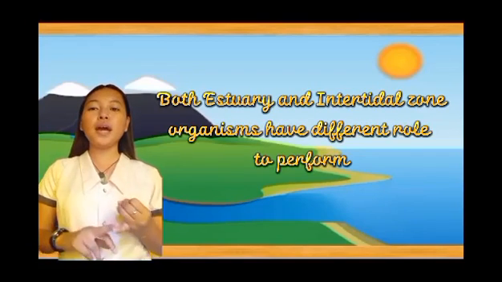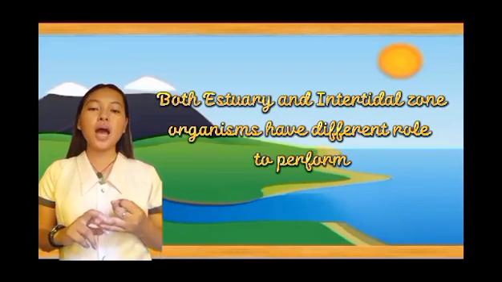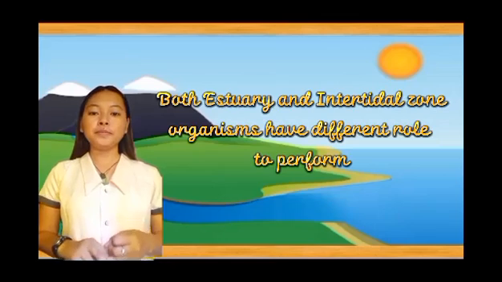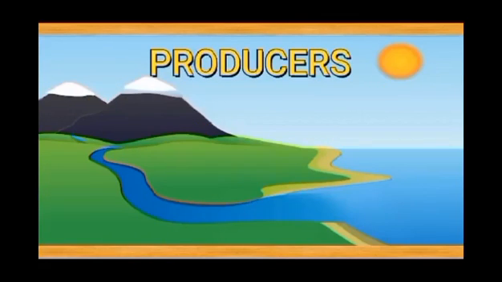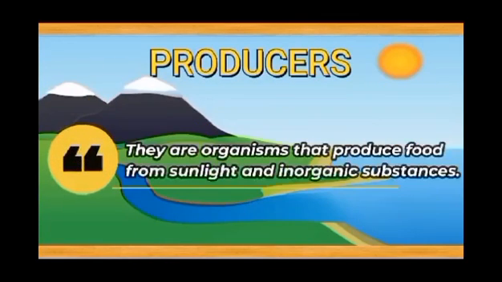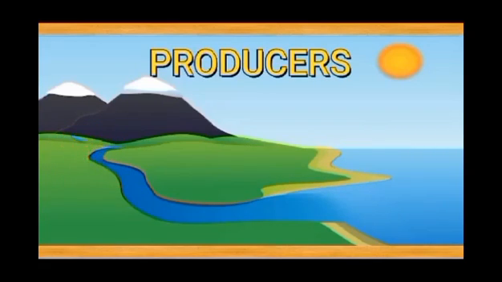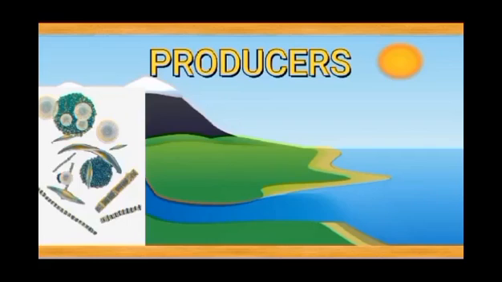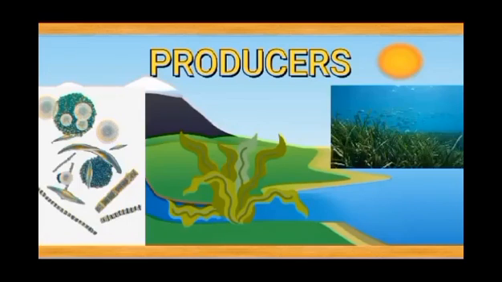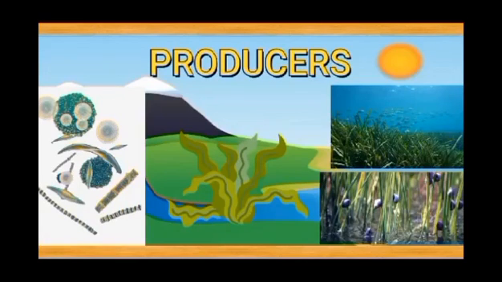Both estuary and intertidal zone organisms have different roles to perform. Producers are organisms that produce food from sunlight and inorganic substances. Phytoplankton, algae, seagrasses, and salt marsh are examples of producers.